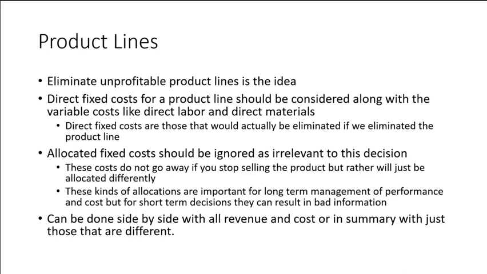Okay? And again, you can do this side by side with all the revenue and costs. Do one scenario with all three of your products, and then do another scenario with just the two that you want to keep, with the one that you're eliminating taken off, and then compare the profit. Or the easier shortcut is to just look at the things that are different, which is look at the particular product that you're thinking about getting rid of and see if it is profitable before allocating any fixed costs.